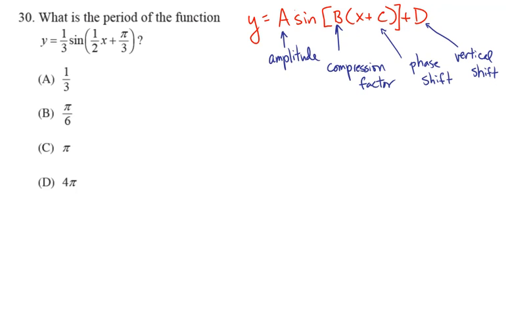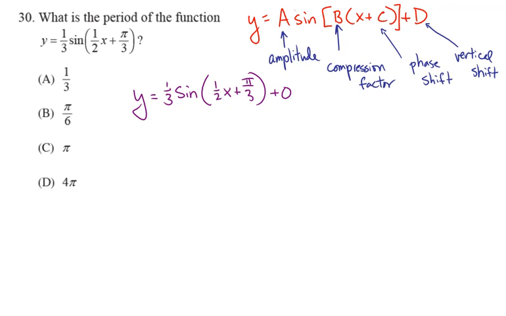So if you notice in this particular case, we have y equals 1/3 sine of 1/2 x plus pi over 3. Now we don't quite have this in the form that's above there. We can see that D is equal to 0. There's nothing added on the outside. And we can see that A is equal to 1/3. Those are both clear.